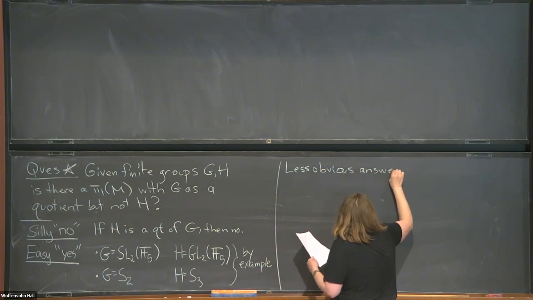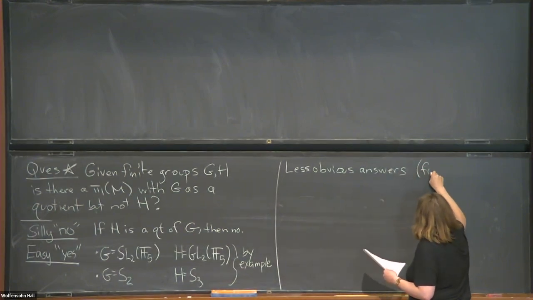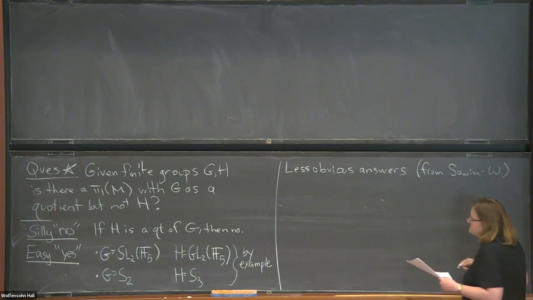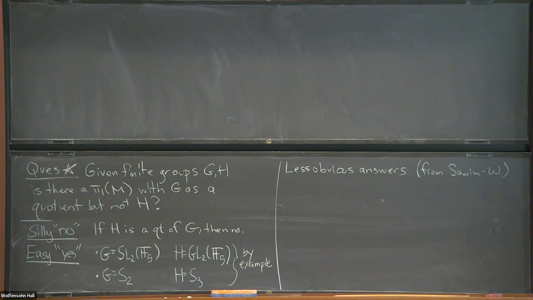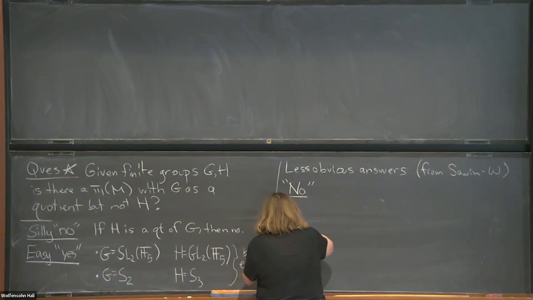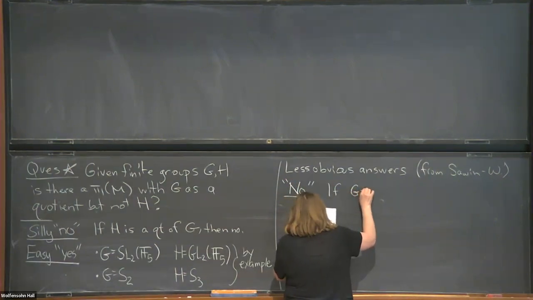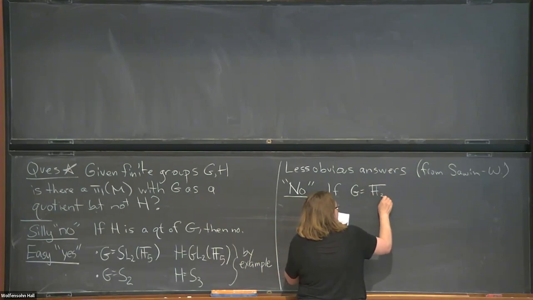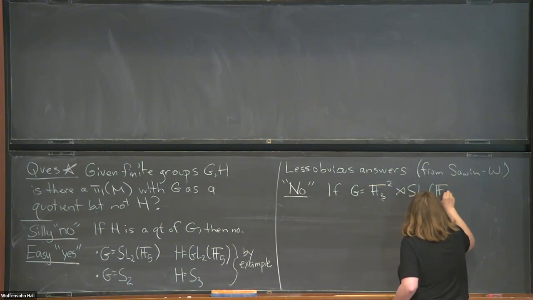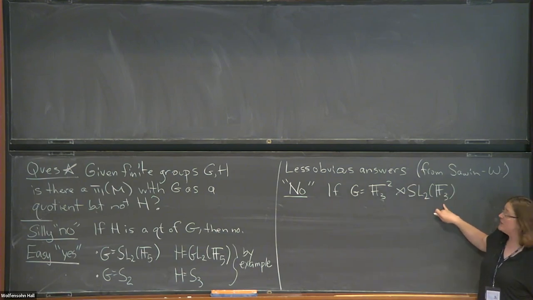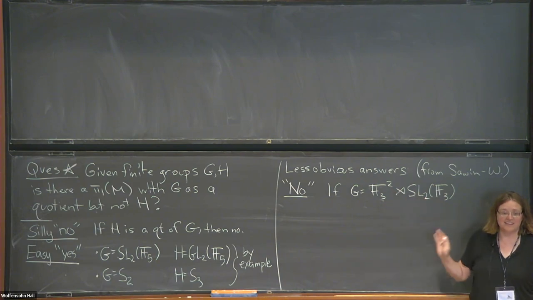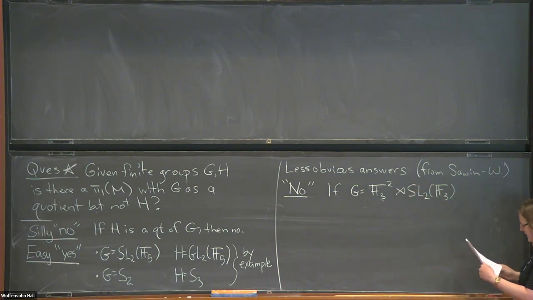So here are some less obvious answers. And so these come from our work on finite quotients of 3-manifolds. So here's a no. So I'm going to build a group as a semi-direct product. It's the semi-direct product of SL2F3 with F3 squared, where SL2F3 acts on F3 squared exactly how you expect by it being a matrix group there.